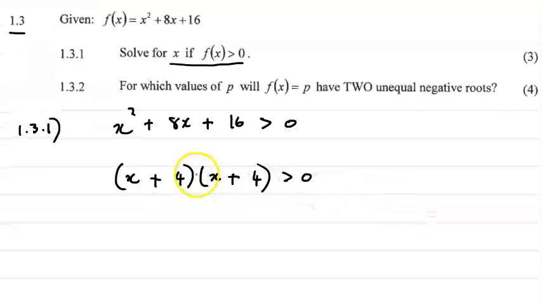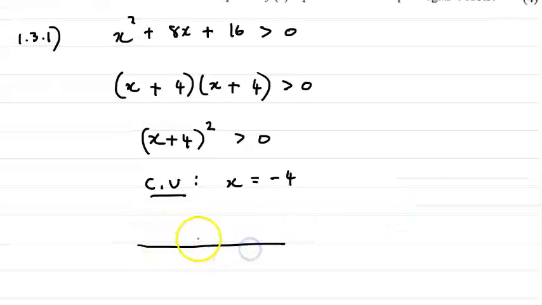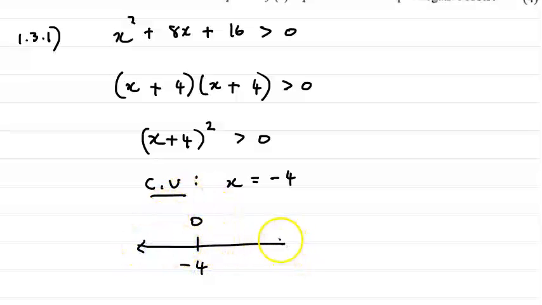So what do you notice? In this particular example, this quadratic factorizes to be (x + 4)² greater than 0. Now, if you look at that, remember that my critical value in this instance will be x = −4. So if I look at the line at −4, and we substitute values on either side of −4, you will see that you will get positive values.